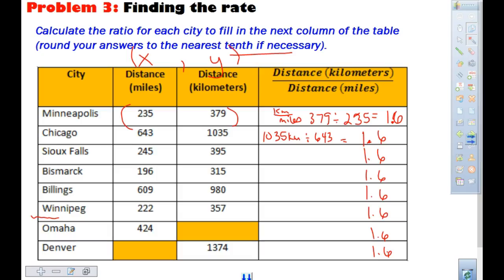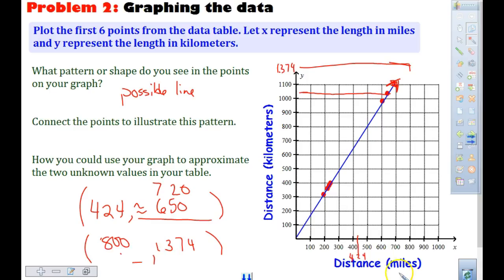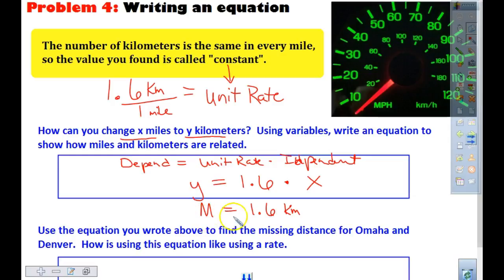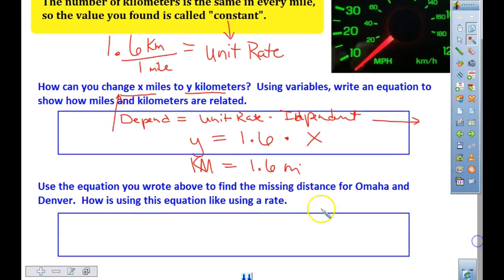When you looked at your graph, our miles was here, right? So did I have it right? Miles equals, should be kilometers equals 1.6 times the miles. Miles is our independent, right? That's on our x-axis, horizontal. Vertical is the dependent, okay? So it says use the equation above, and let's figure out for Omaha and Denver, okay, what those distances are. So we're going to use this equation, y equals 1.6x.